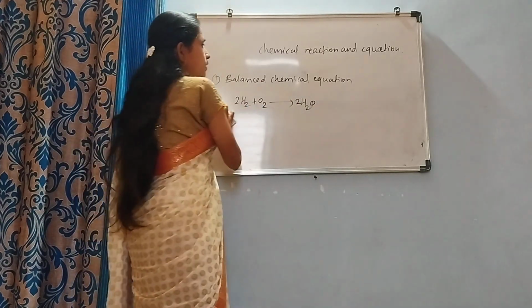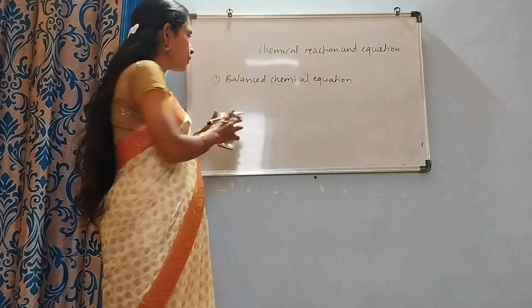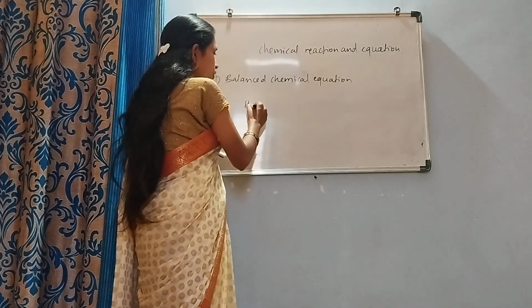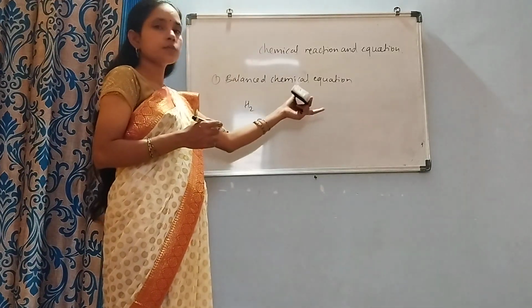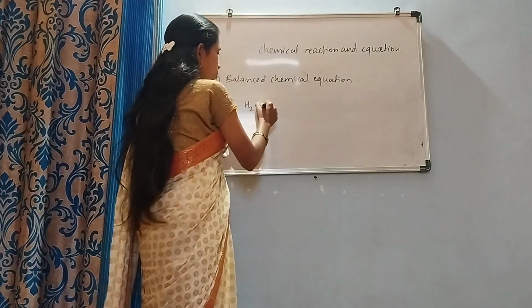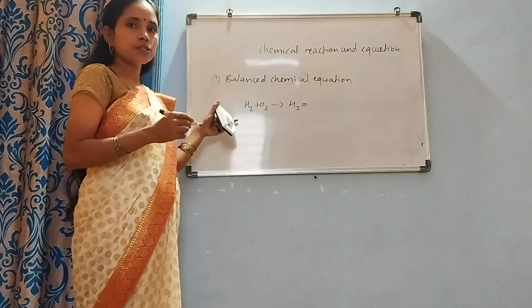So why do we have to balance a chemical equation? Already we discussed what is unbalanced: the number of atoms in the reactant is not equal to the number of atoms in the product. For example, H2 plus O2 giving H2O. Now this is not balanced, this is an unbalanced reaction.